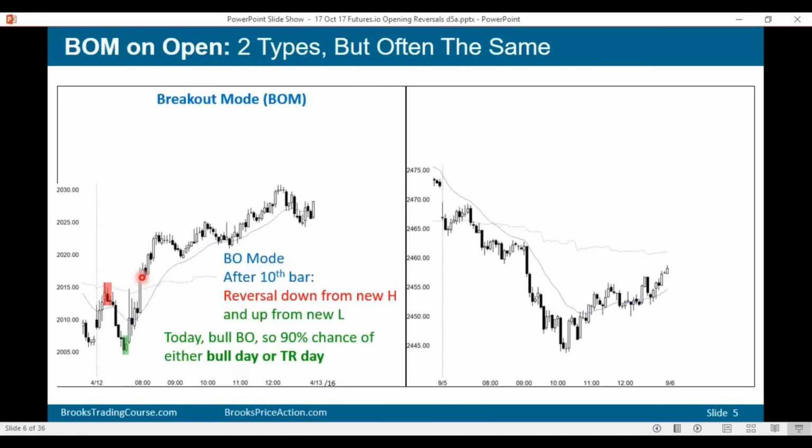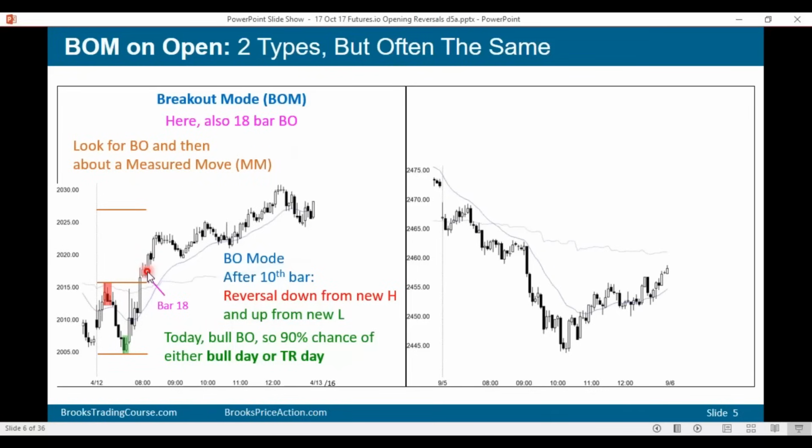Here there's a bull breakout, and the breakout was strong. It's also around the breakout of the 18 bar range. And once you get that breakout, there's a 90% chance the day will either be a bull trend day or a trading range day. And you also look for around a measured move up, and the market went more than a measured move up based upon the height of this opening range.